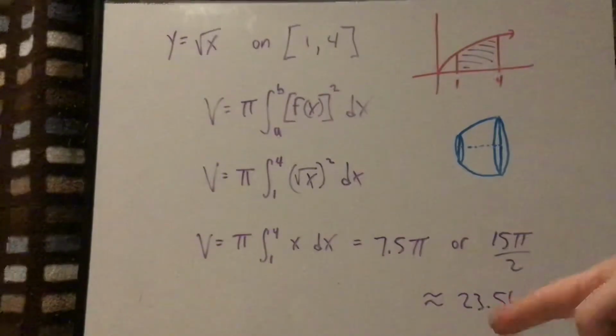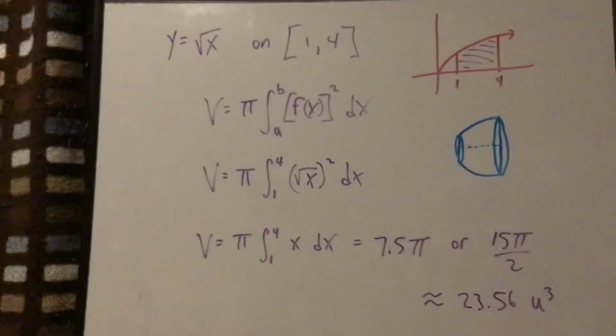That rounds to approximately, to the nearest hundredth, 23.56 cubic units. So remember, these are measuring volume. I didn't give you what the units were, but say the units were inches, we'd get cubic inches. All right, so that's how you find the volume.